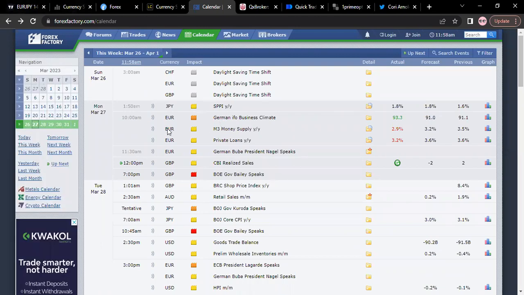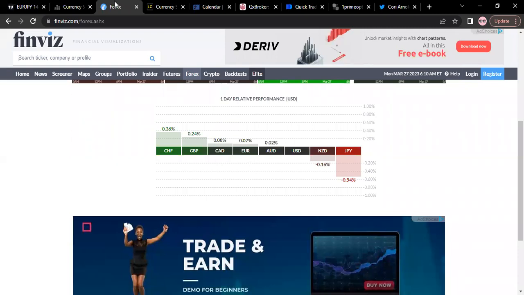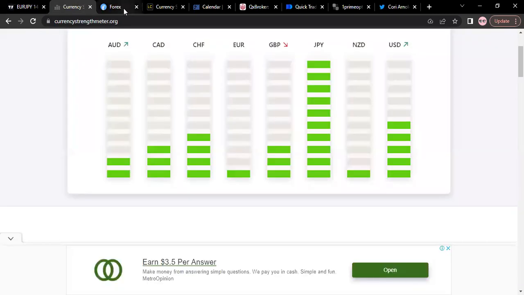Even though there's going to be a slight news of euro by 10 a.m. That was 10 a.m., and we've passed 10 a.m. already. So currently we are safe to trade any currency pair on the market. So let's go to our currency strength meter and see what's happening there.